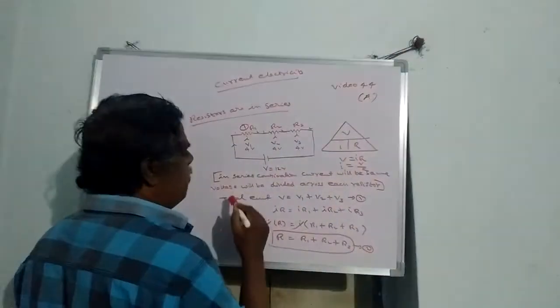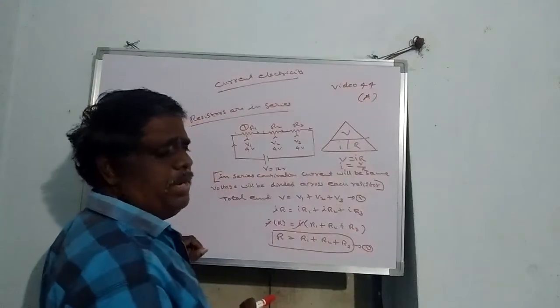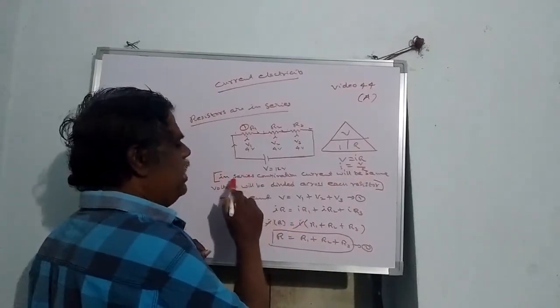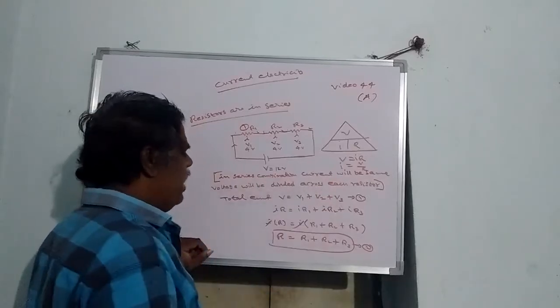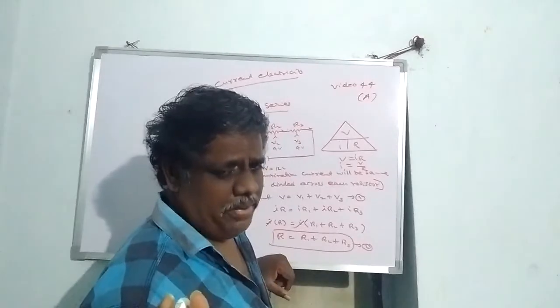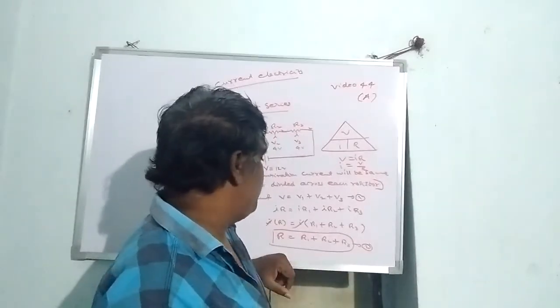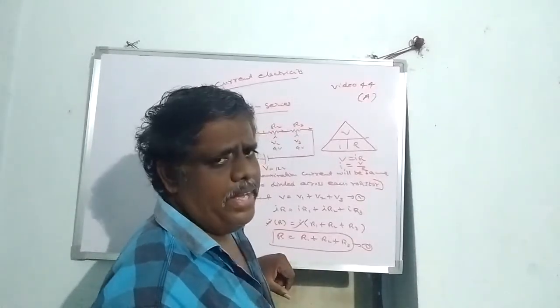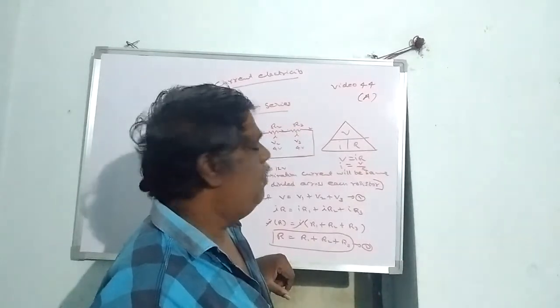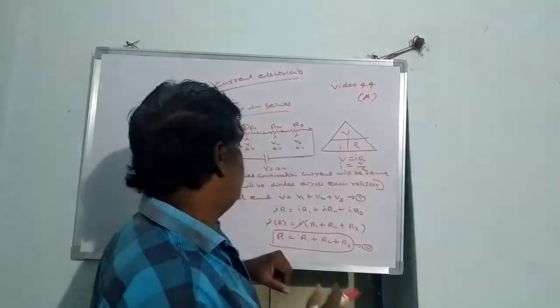What is the important point in this series combination? You should remember this point, it is very important. In series combination, current will be the same. That means the same current passes through each resistor, but voltage will be divided across each resistor. It will be equal to the sum of the voltages, the total voltage.